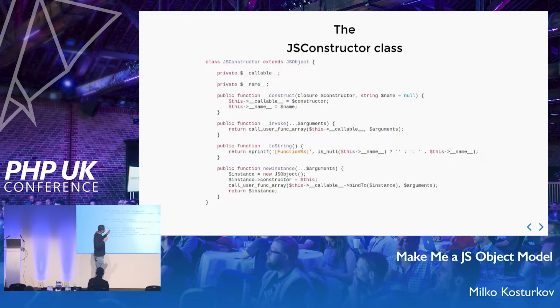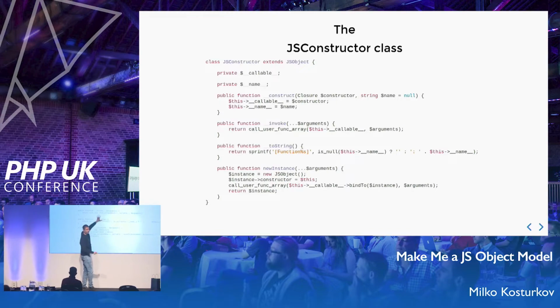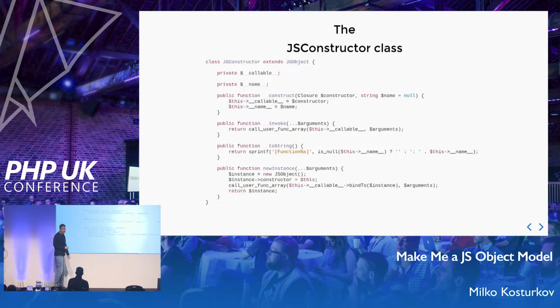Well, first things first. As I said, we're not doing a transpiler, although this can be the result of a transpiler. What we're going to do is take a closure into our constructor method and take a name. It's going to be an optional thing just to emulate named functions and anonymous functions in JavaScript. We're going to store them.